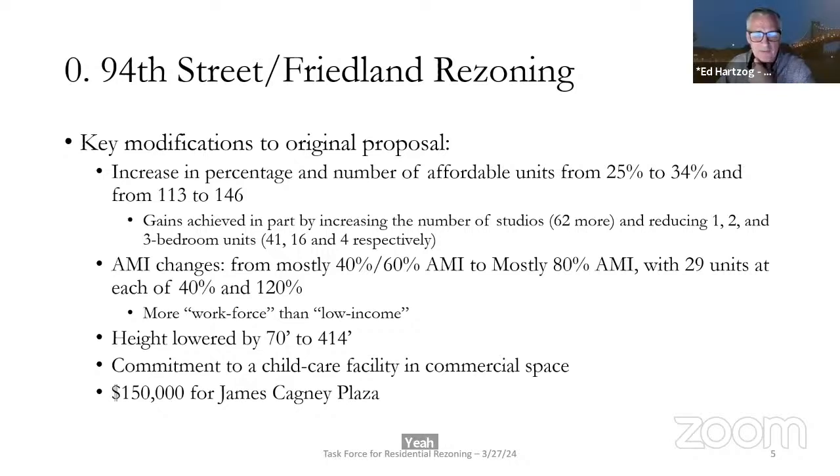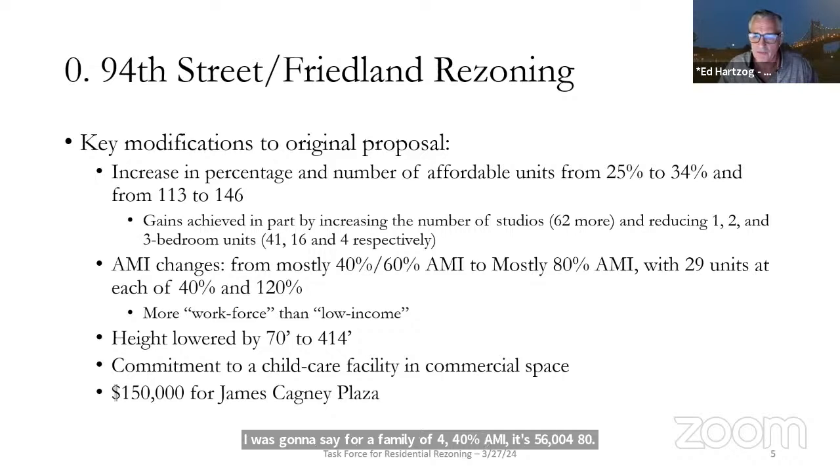Yeah, I was going to say, for a family of 4 at 40% AMI, it's $56,480, and at 80%, it's $112,000. Just looking on the HPD site, I'll put that in the chat, and then Will can put it out there. It's the HPD AMI.